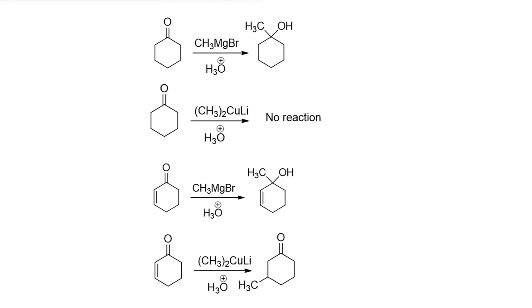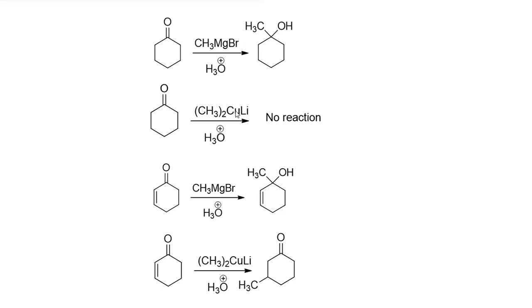Okay. One of the important characteristics of Grignard's reagent is its 1,2 addition with a carbonyl compound. For example, cyclohexanone reacts with methyl magnesium bromide, Grignard's reagent, followed by acid workup. You will get the corresponding alcohol. But Gilman's reagent will not react with the carbonyl compound, forming such alcohol.